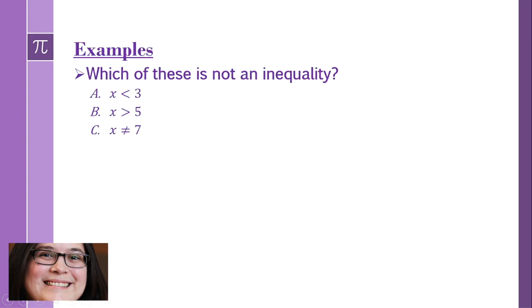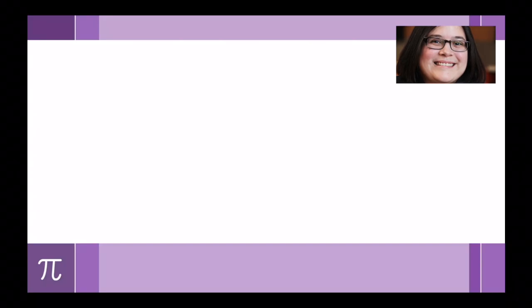Each of these is not an inequality. So we have A, B, C, and D. Notice in A, it says x is less than 3. B, it says x is greater than 5. C says x is not equal to 7. These are all inequalities. They all have the inequality symbols. But D says x is equal to 9. This is not an inequality, so we know D is the answer. This is an equation.